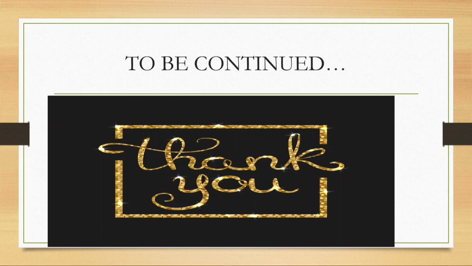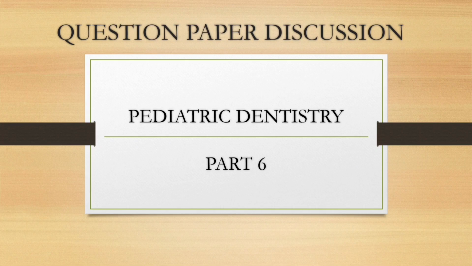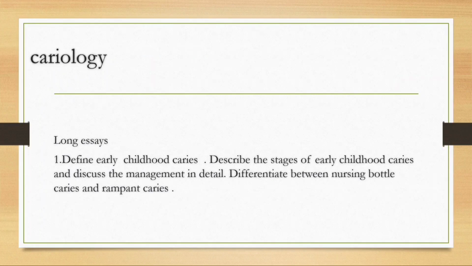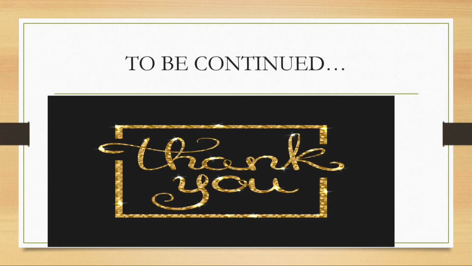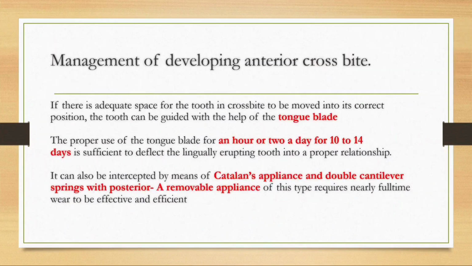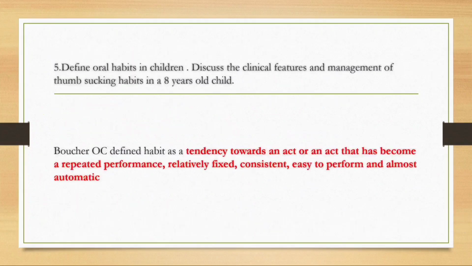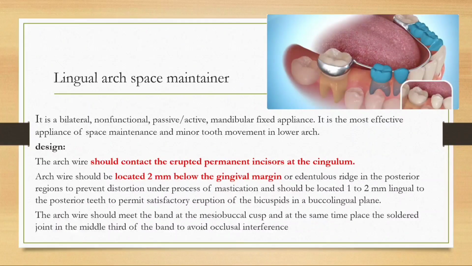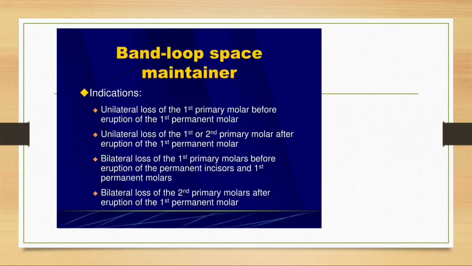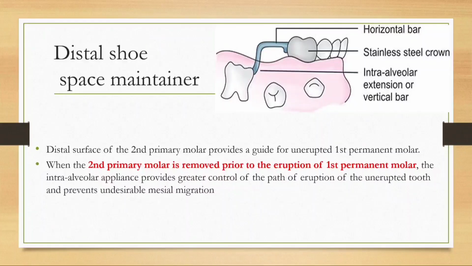So we will come to the sixth session, that is, we have Cariology and other things. So I hope you understood this. The most confusing ones are the distal shoe, the band and loop, the lingual arch and other things. So I'll come up with the sixth part in my next session.